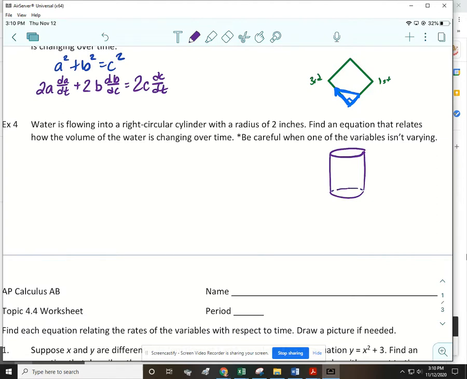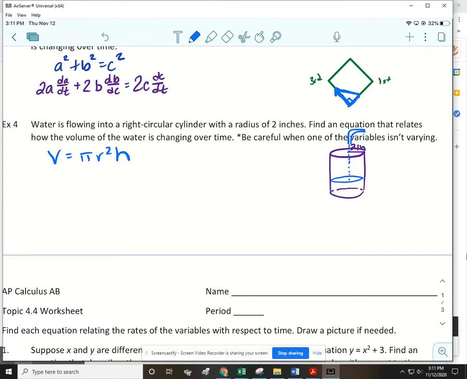Now I know that the radius of this whole cylinder is 2 inches. And water is being poured into it, flowing into it. So we have water. I'll make my water blue. It's flowing in. Right? And so let's think about what equation originally relates the volume of water inside a cylinder. The volume of the cylinder is V equals pi r squared h.